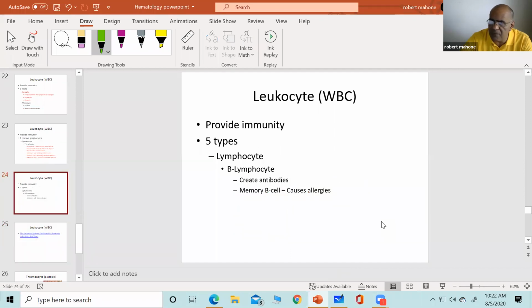The second type of lymphocyte is called a B cell. The B lymphocyte creates antibodies for us. That's what it does. So when we use that word antibody, that's where they come from, our B cells. So right now they are looking at treating the coronavirus with monoclonal antibodies.